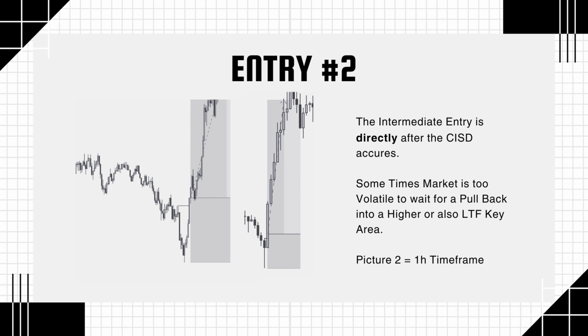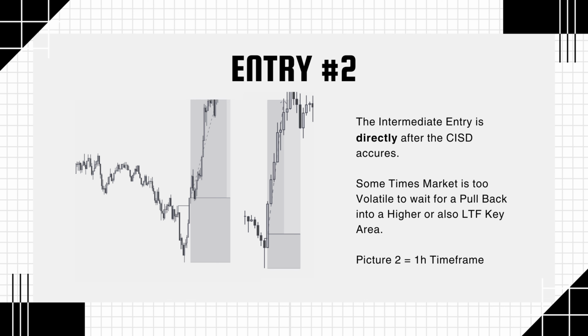The immediate entry is directly after the CISD. Sometimes market is too volatile to wait for a pullback into a higher or also lower time frame key area. Picture number 2 is in the 1 hour time frame. The first picture is in the 15-minute time frame. So as you see, in the 15 or 5-minute time frame, if you break it down into the lower time frame, we mitigate a key area. And this is also the first example where we talked about the CISD.